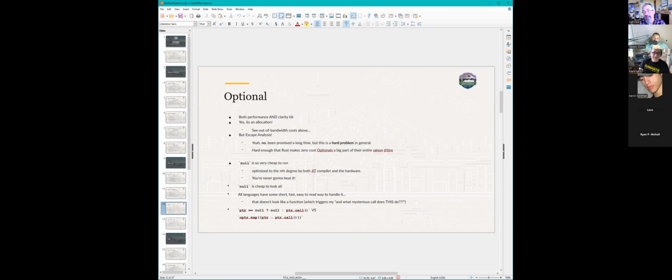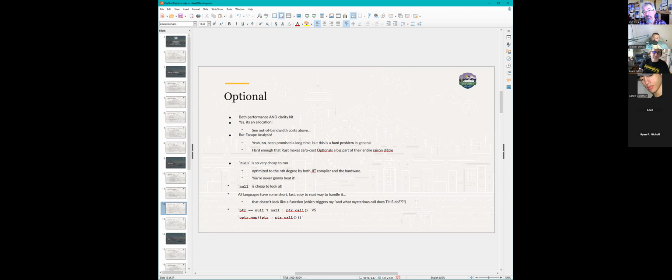Hey, pushback, escape analysis. No, that's been promised a long time, but escape analysis is a hard problem in general. It's hard enough that Rust makes it the entire reason to have zero cost optionals, right? You have to work really hard. In the case of Rust, it's a whole other language with a whole new kind of analysis and required annotations to get those optionals to actually disappear from the allocation. And then they optimize down to a null pointer under the hood, right? But null pointer is so very cheap to run. It's optimized to the nth degree by both the JIT compiler and the hardware. You're just never going to beat it for performance.